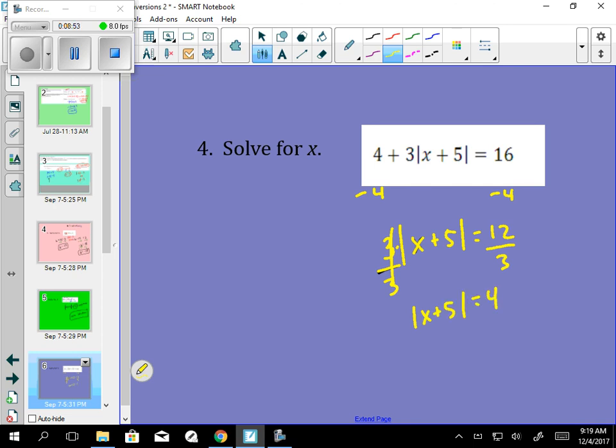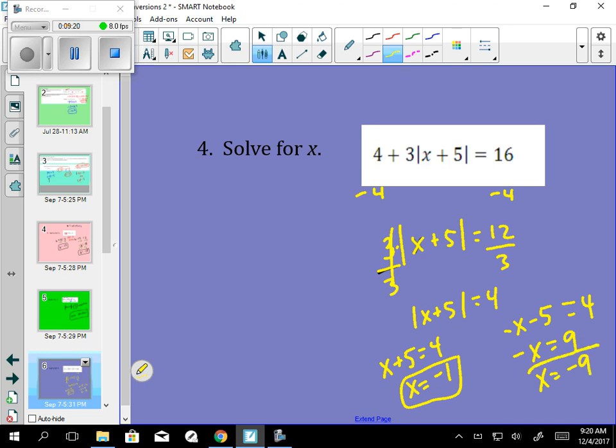So now it's a positive number. We should be able to solve this. Solve x plus 5 equal to 4. That one's going to give you negative 1. So that's one answer. Now we want to do the opposite of what's in there equal to 4. So the opposite would be negative x minus 5. Switch the signs on everything in there. So now add 5 to the other side. You get 9. Divide by negative 1. And the other answer is negative 9.